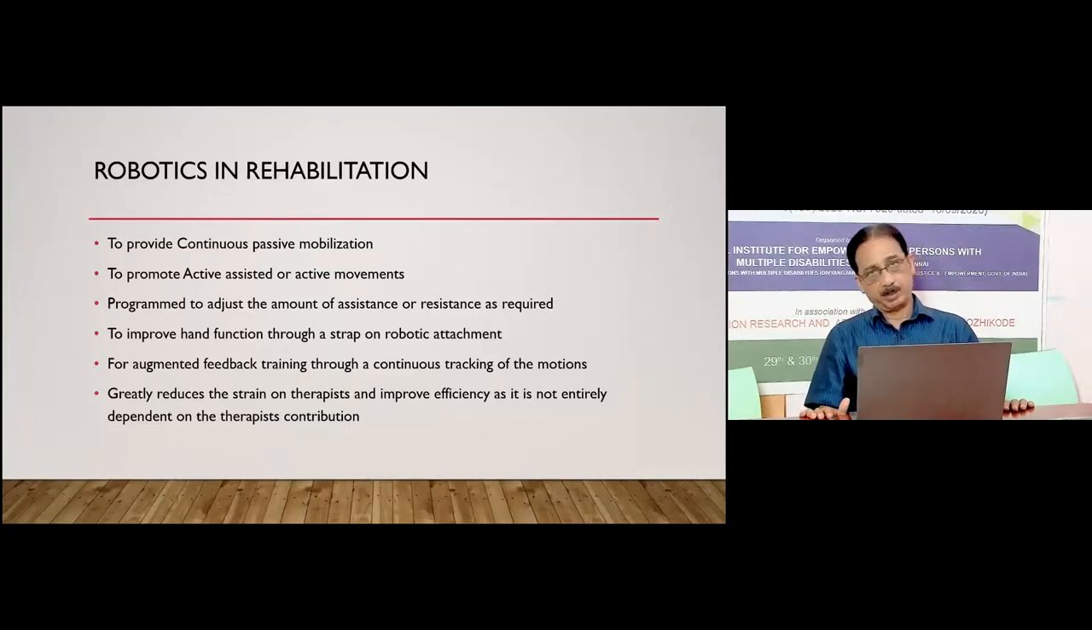See, in manual physiotherapy, all movements have to be done by the physiotherapist, whether it is assisted movement or resisted movement. So he cannot do it for more than 5 or 6 patients effectively. If he is using a robot, probably the strain on the therapist is much less and the effectiveness is much more, because after 1 or 2 patients, the therapist would become fatigued, tired. He cannot perform well. So there is no question of any fatigue for the robot. So these are some advantages of robotics.